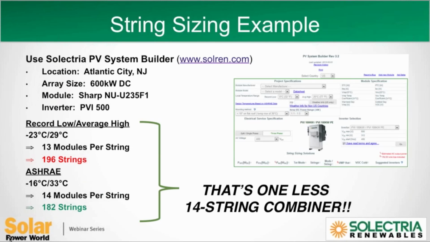Now, here's an example of a system where the strings were sized with the traditional temperatures, the record low and the average high, and then a system where the strings were sized with the ASHRAE temperatures. This is a 500 kW system, arbitrarily chosen for Atlantic City, New Jersey, and you can see that by using the ASHRAE temperature specifically, you can design the system with one less combiner box, and that's real savings. In fact, being in Atlantic City, you could take that savings and maybe head to the tables and increase your ROI in other ways, or maybe decrease your ROI depending on how you look at it.